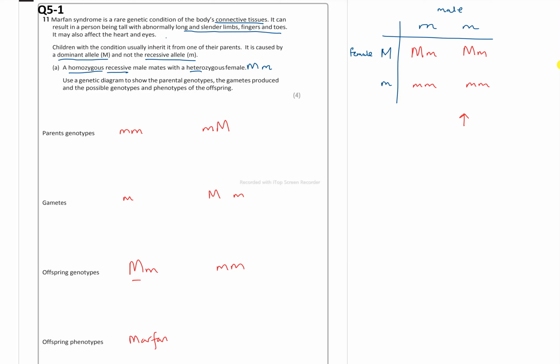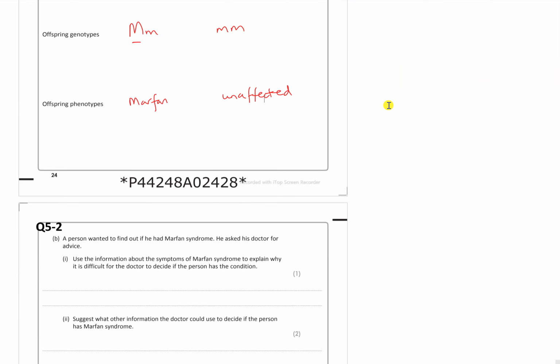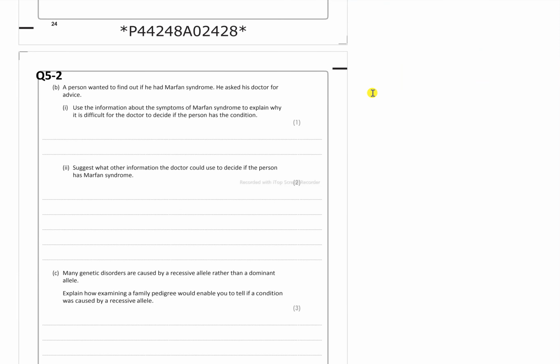Or you could have just put condition and then not Marfan, or you can say it is unaffected. Right. A person who wanted to find out if he had Marfan syndrome asked his doctor for advice. Use information about the symptoms of Marfan to explain why it's difficult for a doctor.